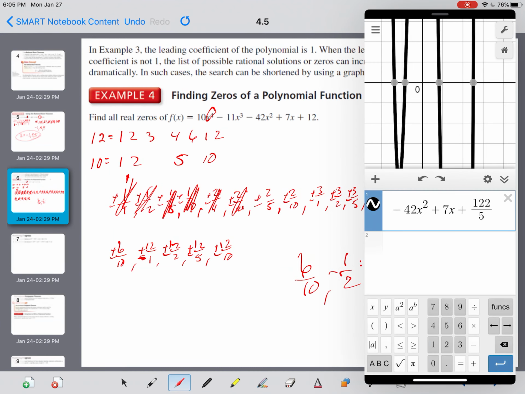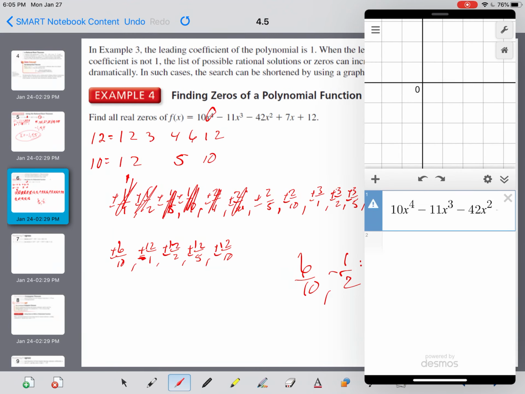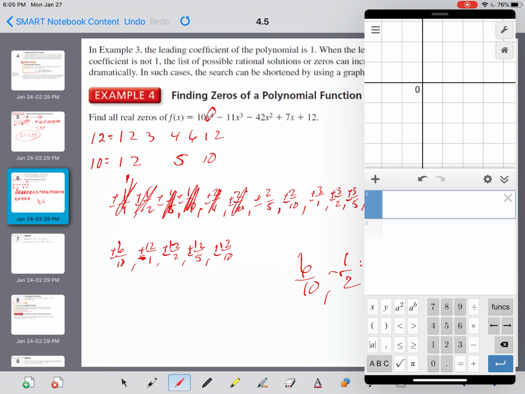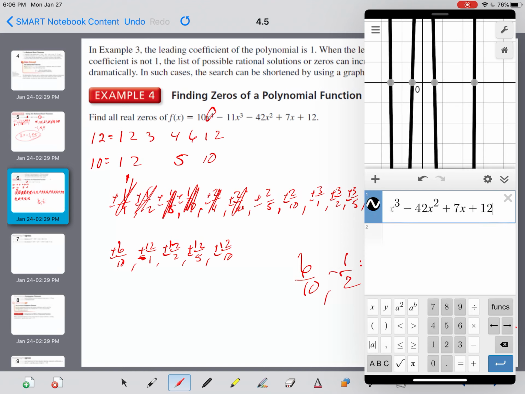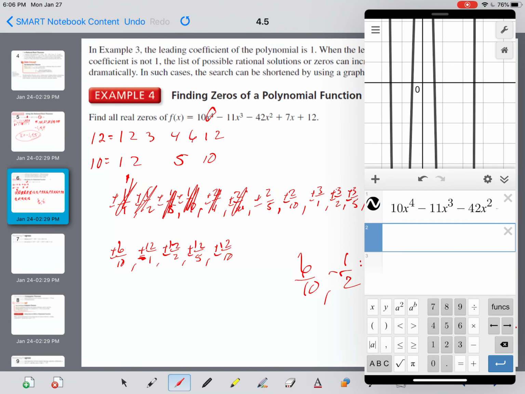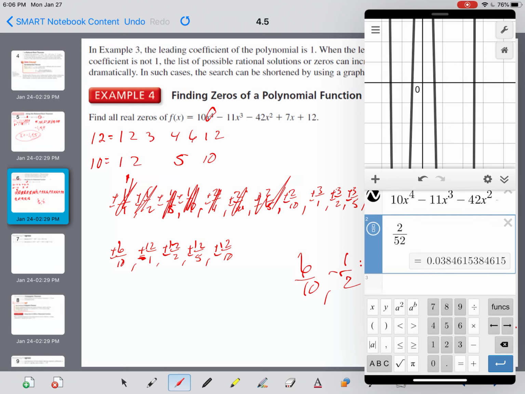Oh, clear. Undo, because I don't want that. Okay, go to the end. There's our things back. And so let's go, 2/5 is 0.4. 2/10, 0.2. 3 is not it.